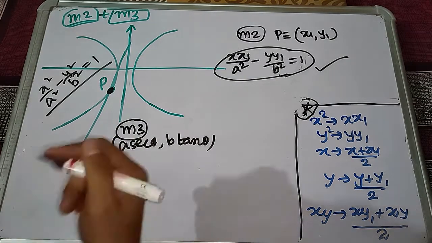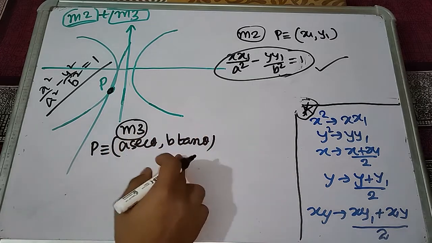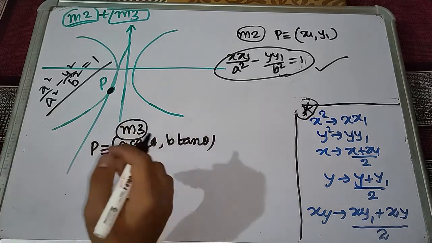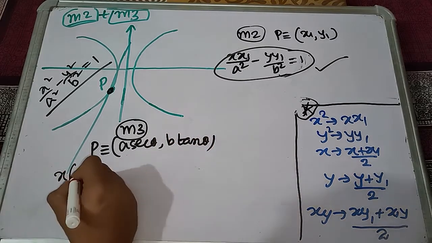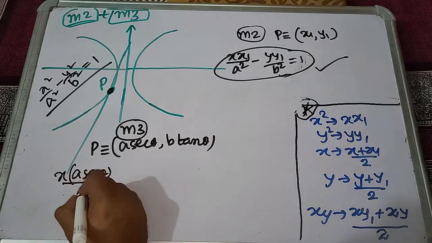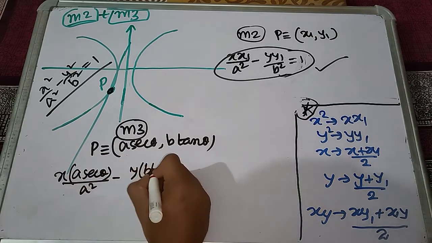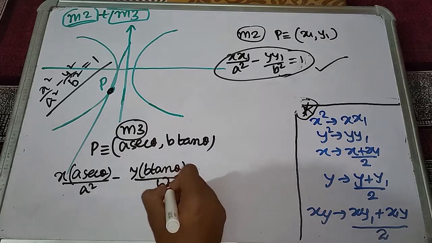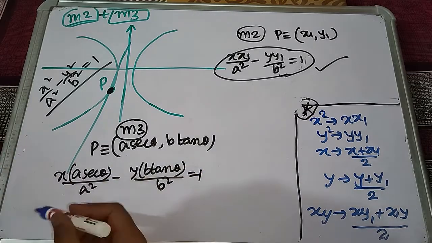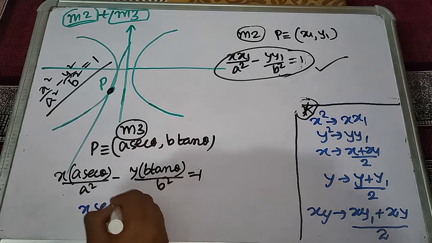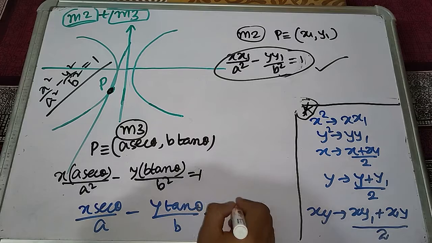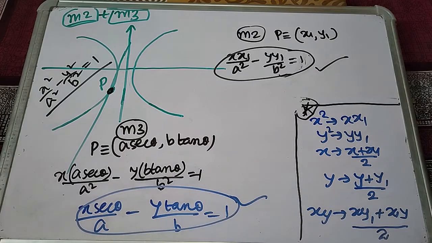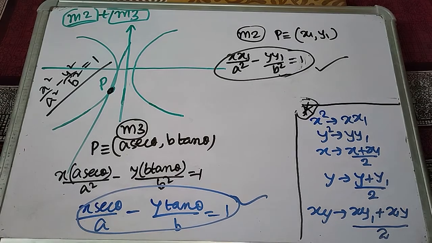This is so important. Now, if you consider these points a sec theta and b tan theta as they lie on the curve, the equation which you will get is your parametric form. Simple. So x into a sec theta by a square minus y into b tan theta by b square equals 1. This boils down to x sec theta by a minus y tan theta by b equals 1. Correct. So this is your method 2 and method 3 together. Now let us see what's ahead.